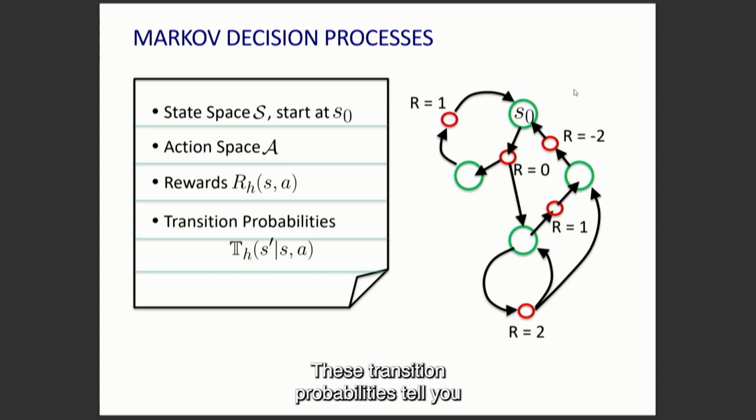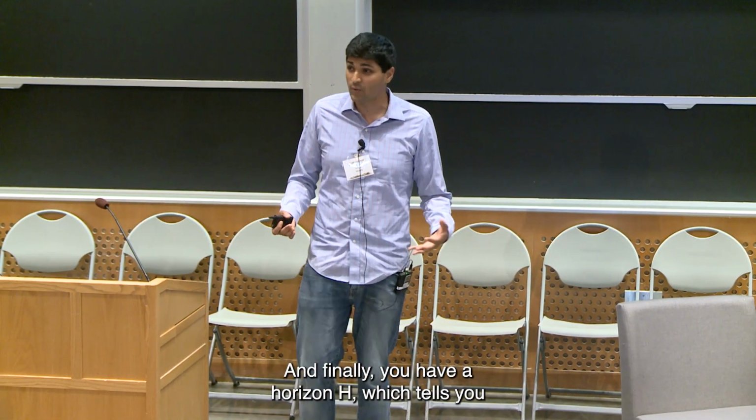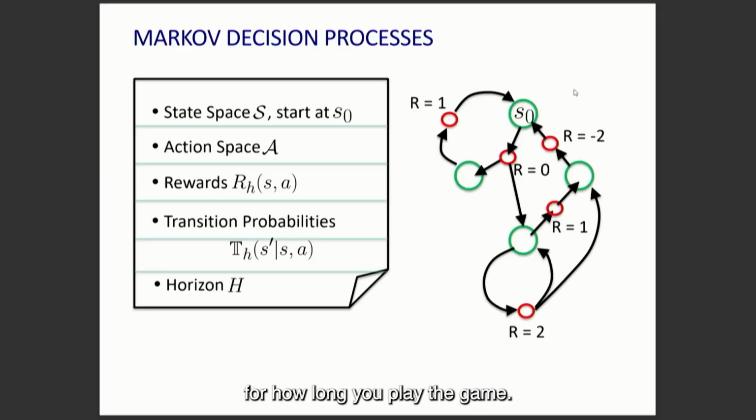These transition probabilities tell you how your action affects the underlying environment. If you're at state S and you take action A, how does the choice of that action affect what state you reach next? What's the probability distribution? And finally, you have a horizon H, which tells you for how long you play the game.